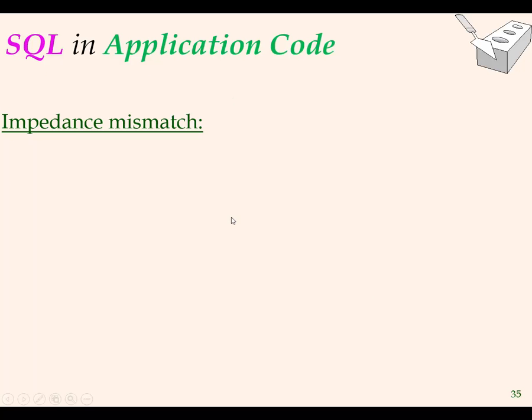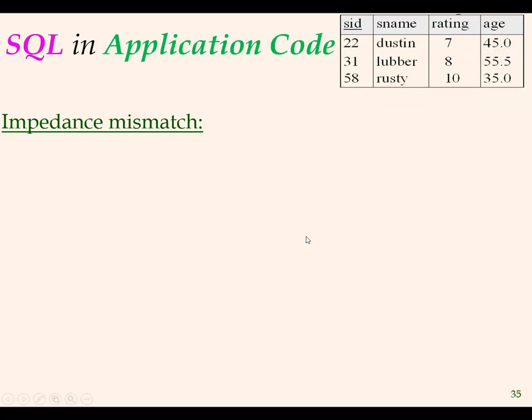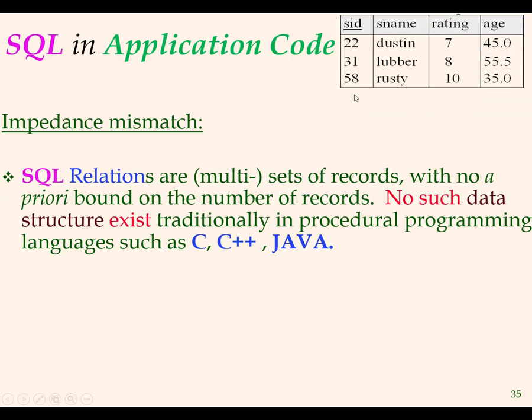Now, the data types. You have application code, let's say Java, C++, C, and you have SQL, and the data types do not match. First of all, in Java, C, C++, you don't have a type that returns a set of tuples, which is what the relations will give you.